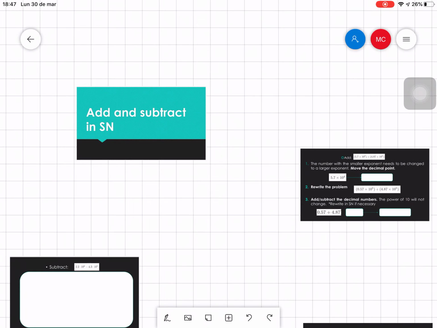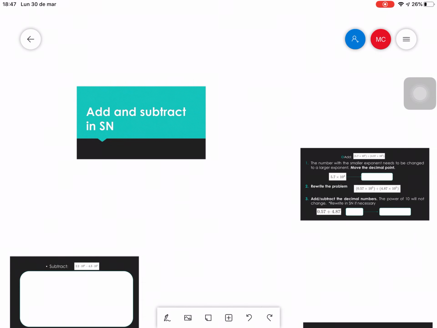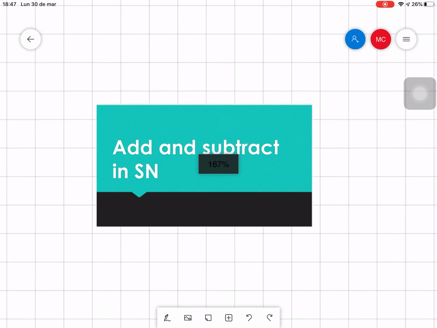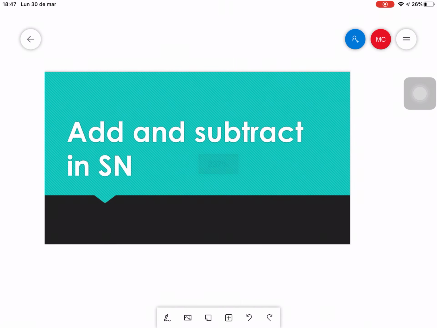Hi, this is the second part. This is the second part of the topic, which was scientific notation. This is a big deal, okay? This topic is divided into three sections.